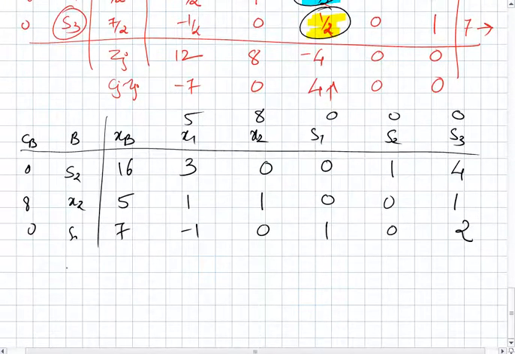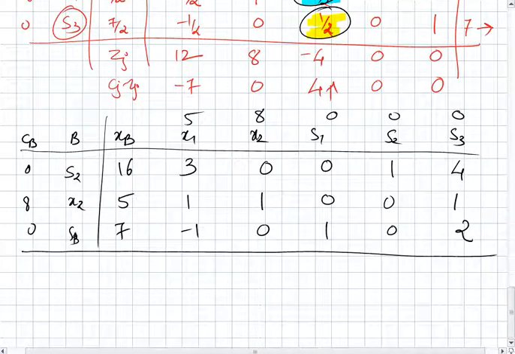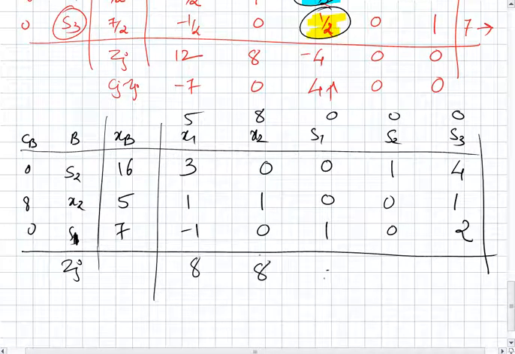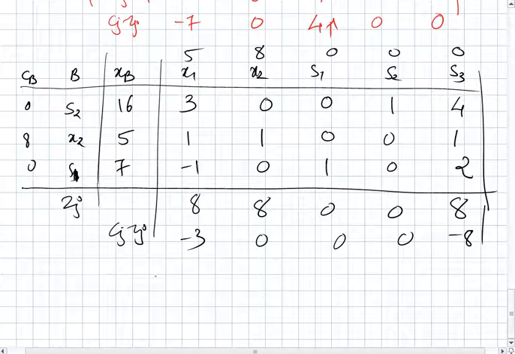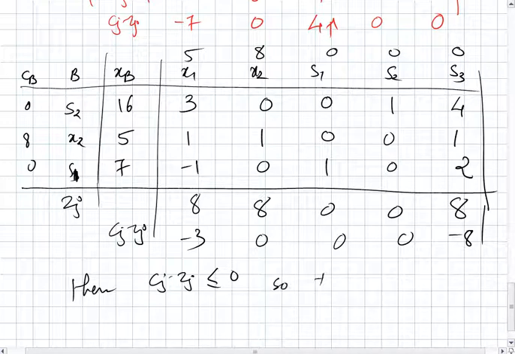Now similarly apply the Zj, here it is S1. So Zj is 8, here it is again 8, here it is 0, 0 and 8. So Cj minus Zj is 5 minus 8 is minus 3, 8 minus 8 is 0, 0, 0 minus 8. So all Cj minus Zj's are less than or equal to 0. So this is an optimal solution.